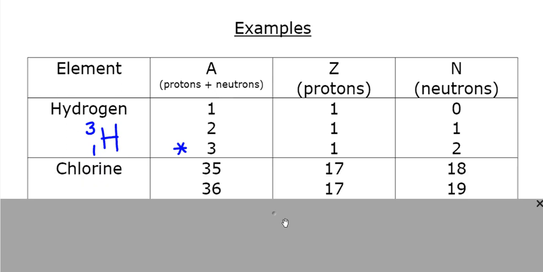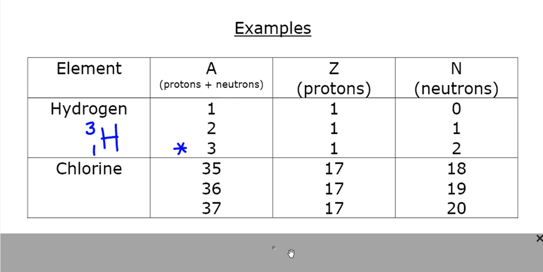Just for some contrast, here are a couple from chlorine. And chlorine has 3 different ones. They have mass of 35, 36, and 37. And you can see the protons are all 17. That's the atomic number of chlorine. But the neutrons again vary. So if you add neutron plus proton, you'll get your mass of that particular isotope.